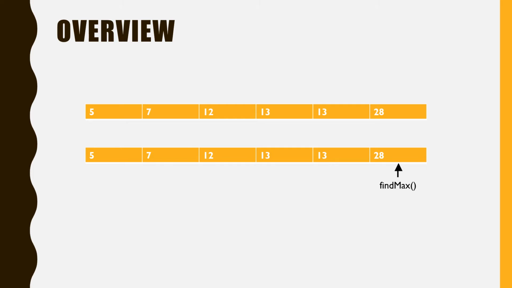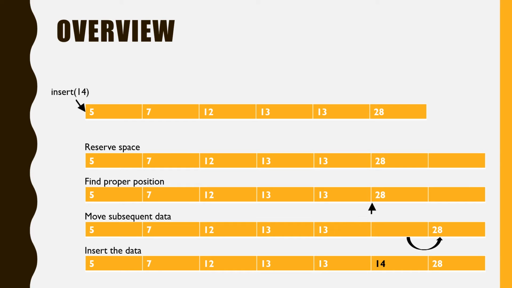For example, given a set of data, we decide to store them as an array in ascending order. We have 5, 7, 12, 13, another 13, and 28. This way of storage makes finding the maximum value among the set of data very easy. We simply just grab the last piece of data. However, it will make a data management operation, such as insertion, much more difficult.